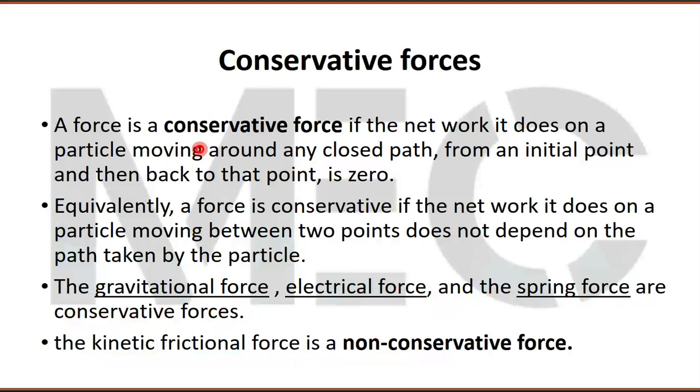So based on these definitions, for example, if an object goes from here and goes back to where it was, we can say the work of mg is equal to 0 in this closed path. So the work of gravity in any closed path, or when it comes to the initial point, is 0.